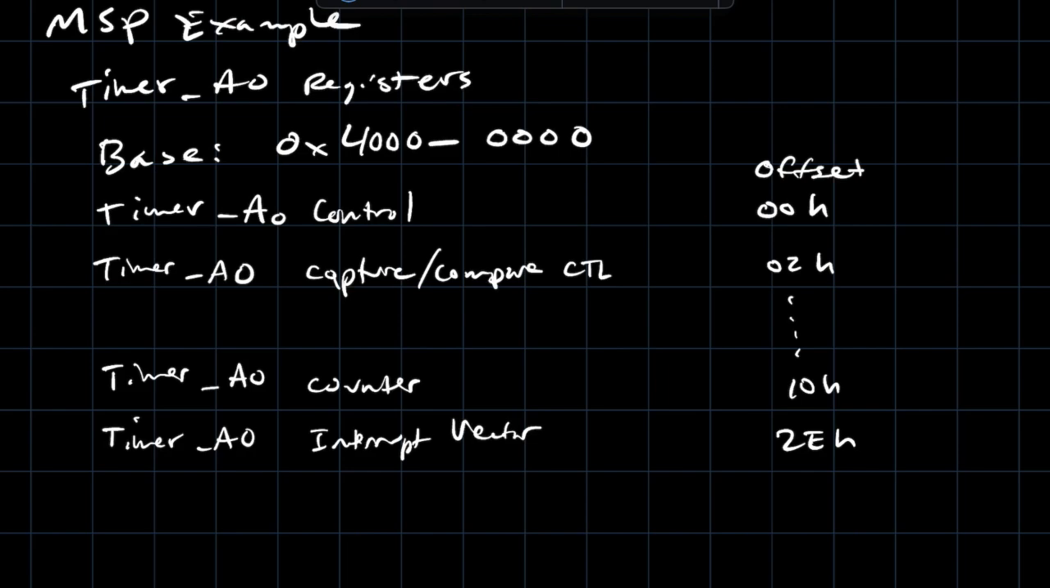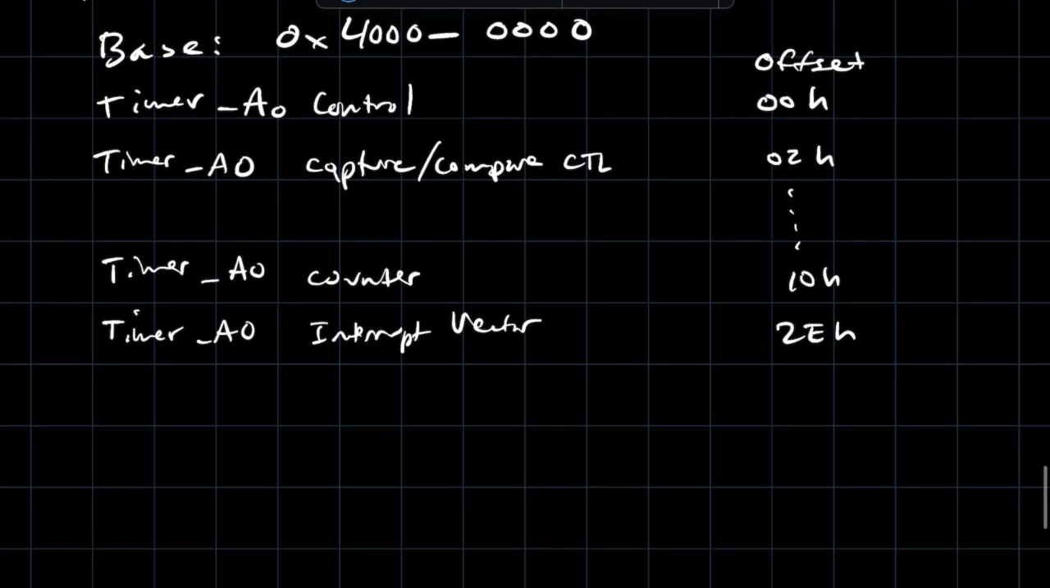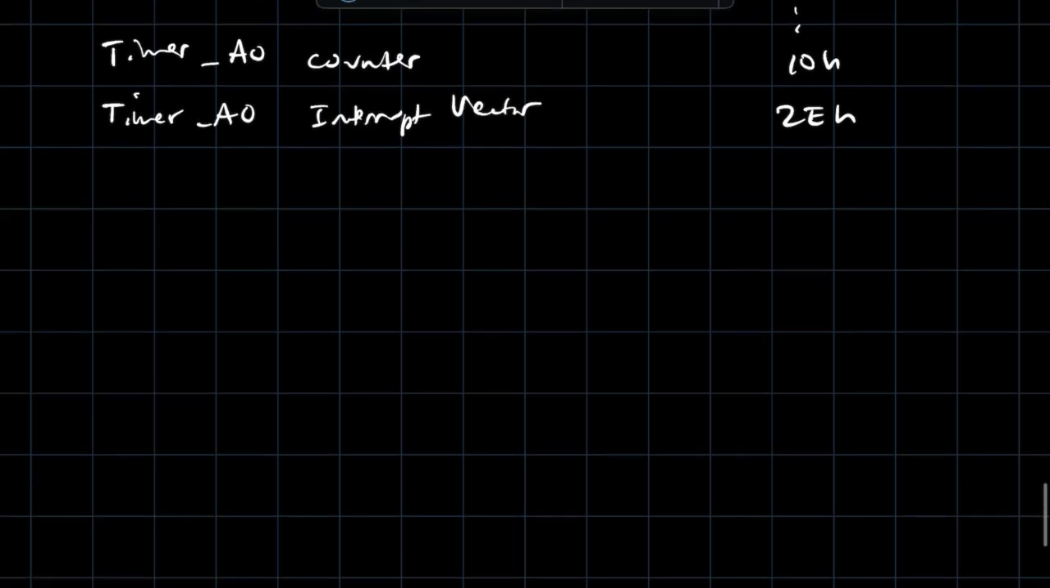So you can see the control is at an offset of 00, so that's right at the start of that base. You can see the counter at 10H, the interrupt at 2EH. Again, that H is just specifying that it's a hex value. So let's actually do an example related to this.